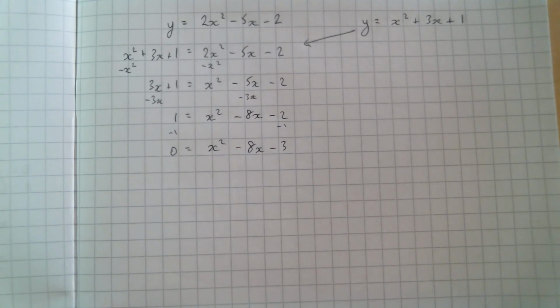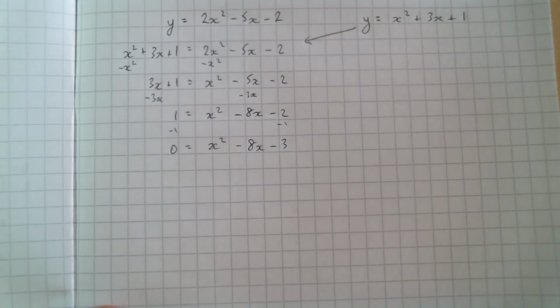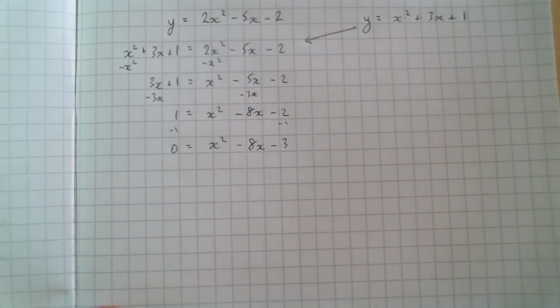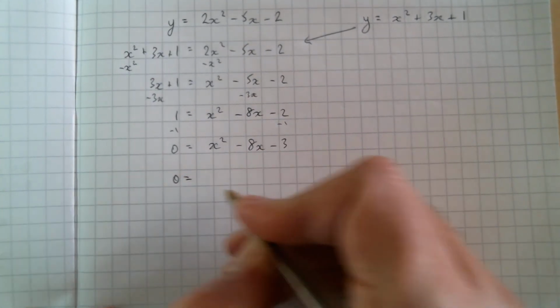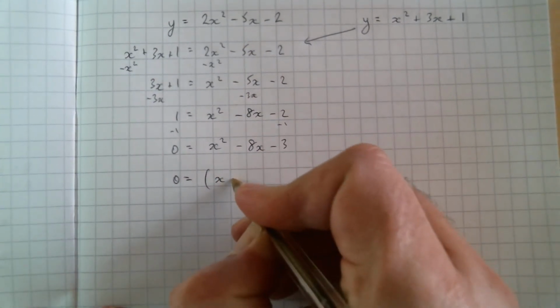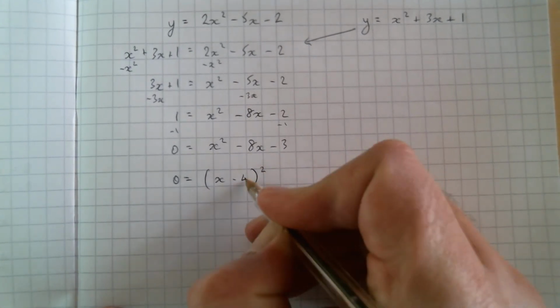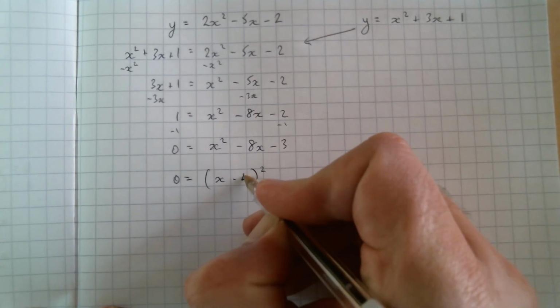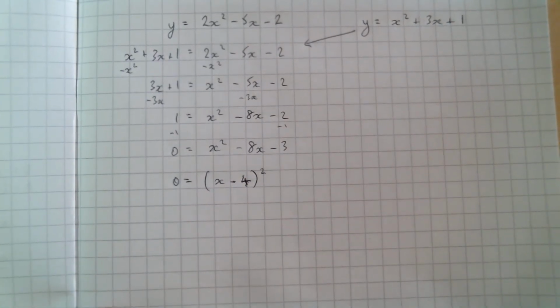Generally, I would suggest the quadratic formula. People tend to find completing the square more difficult, but perhaps for that reason here I will complete the square just so you have an example of it working. 0 equals, we now spend a bit of time completing the square. 0 equals x minus 4 all squared is my starting point.